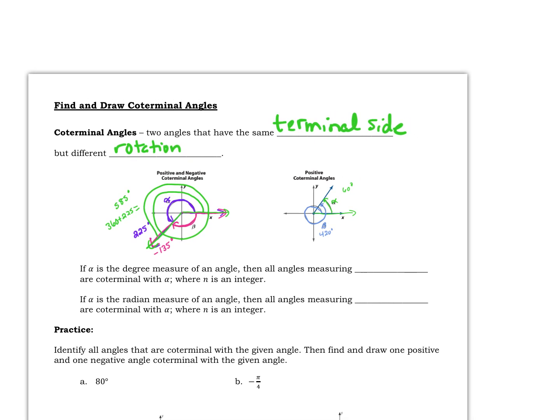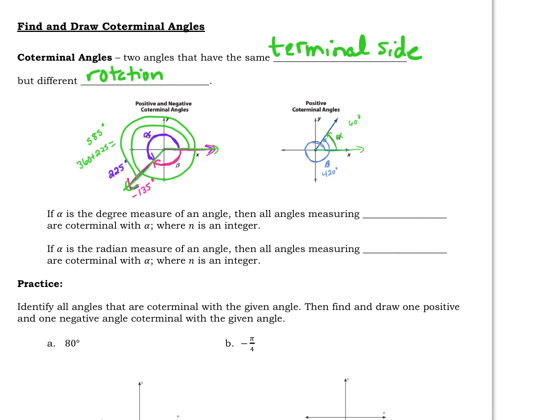So here's what I need you thinking about, or what I need you to realize. If alpha is the degree measure of an angle, then all angles measuring alpha plus or minus 360 degrees are going to be coterminal with that angle measure. And let's go ahead and put the n in there so that we can say n is any number. N is basically saying how many times are we going to rotate around? Because we can rotate once or twice. We could also rotate 20 times if we wanted to before we actually found a stopping point, right? So n could be any value.